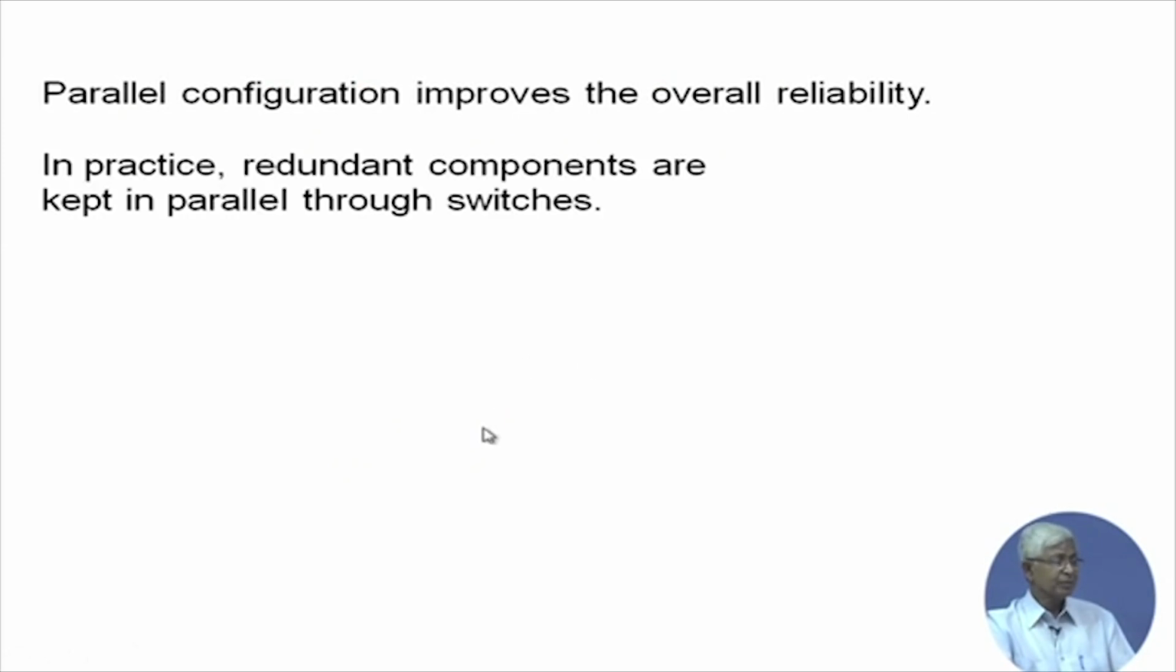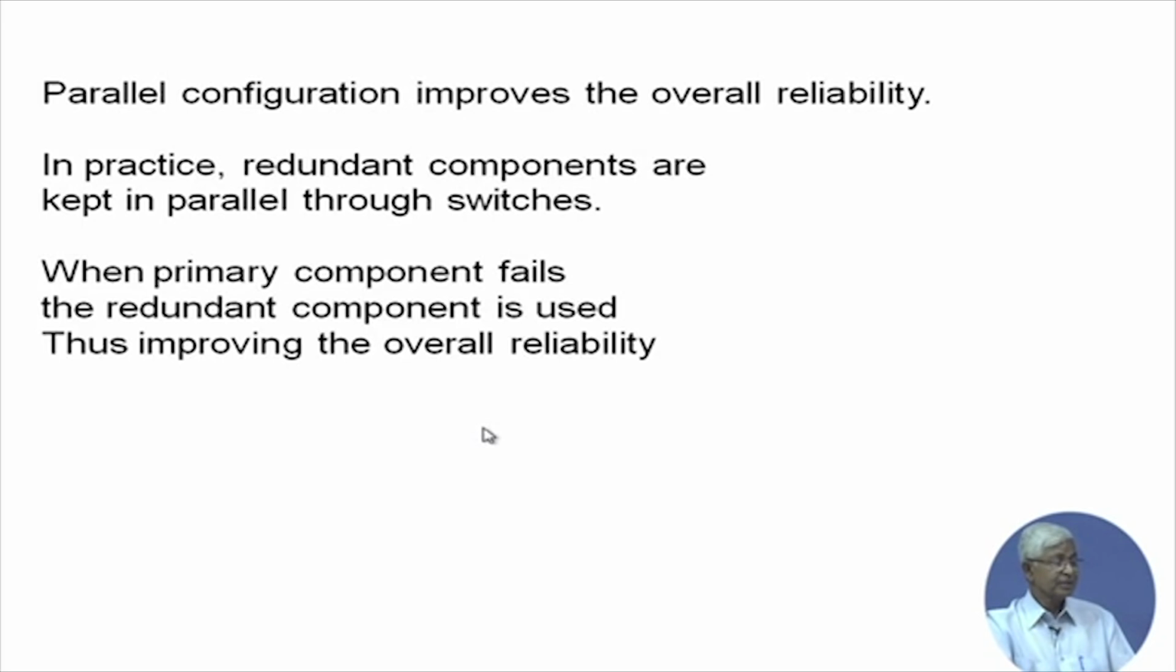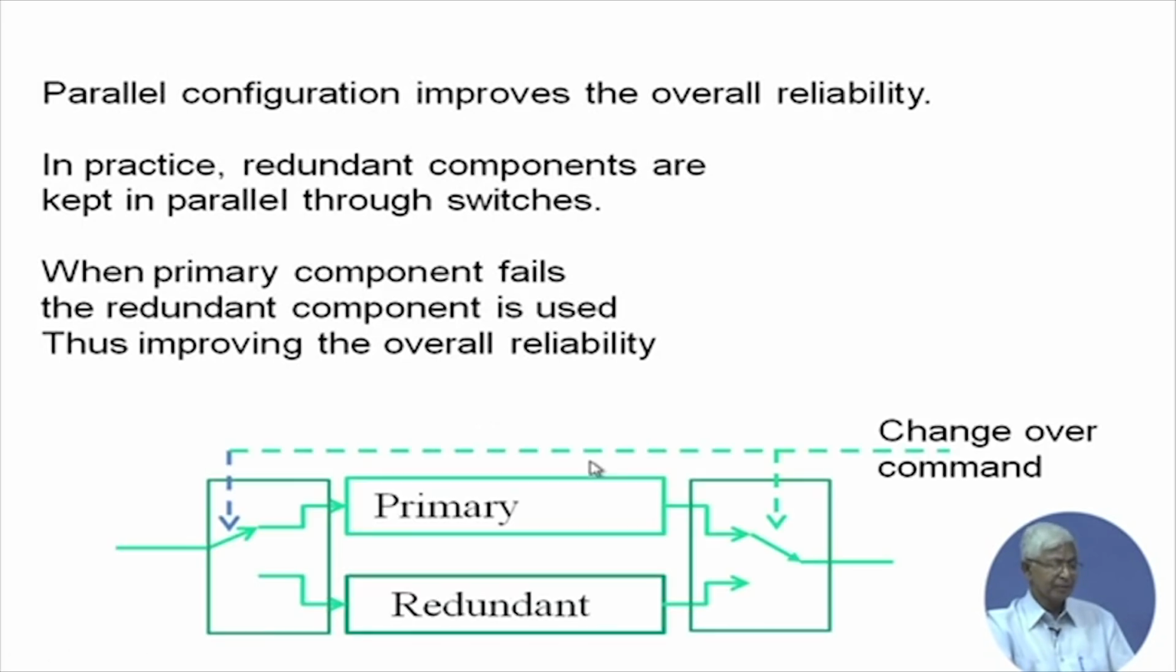In practice, redundant components are kept in parallel through switches. If the primary component fails, the redundant component is used, thus improving the overall reliability. But this changeover is done by a switch and command, so the switch reliability and the command reliability are also very important.